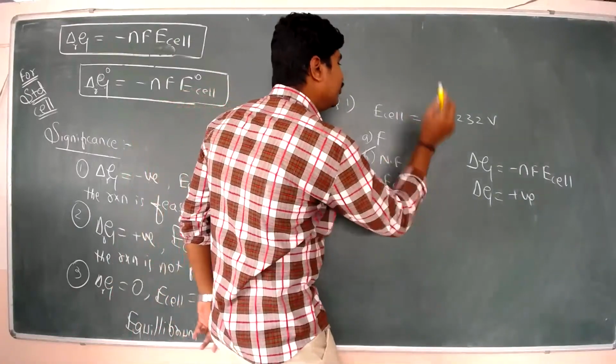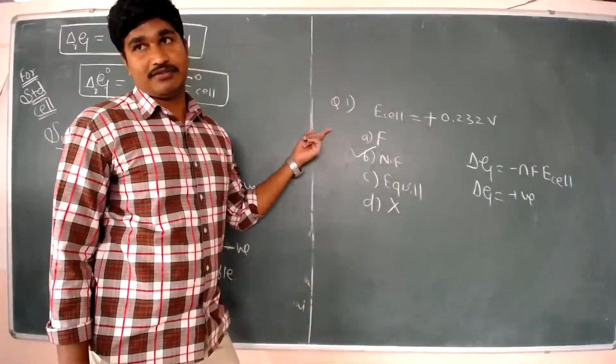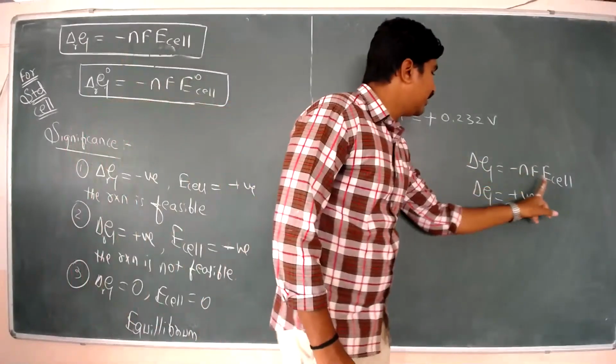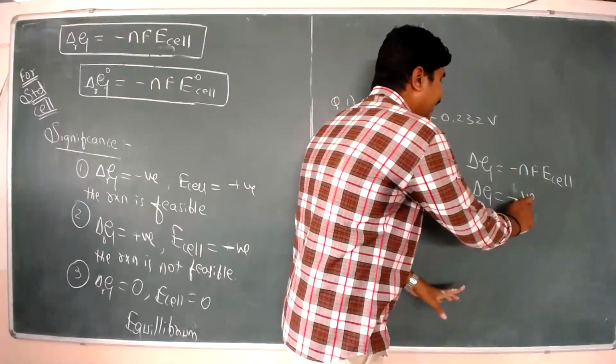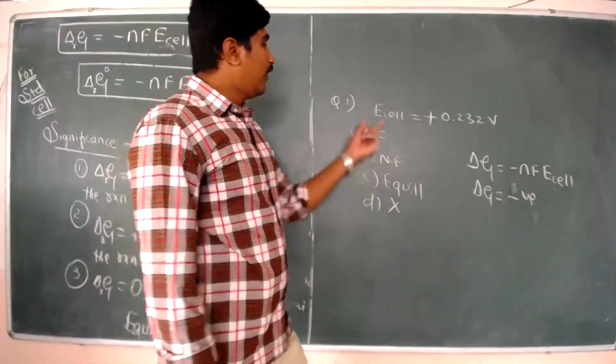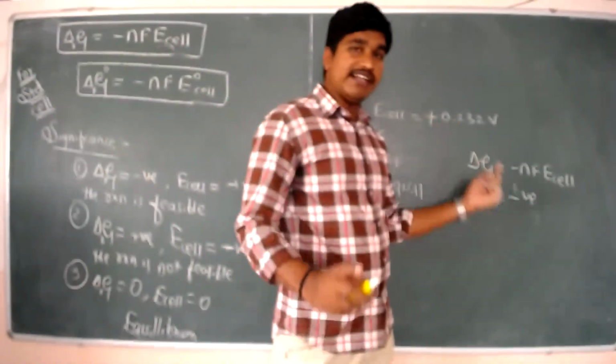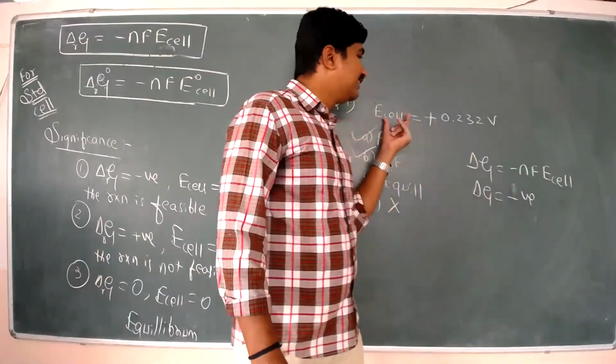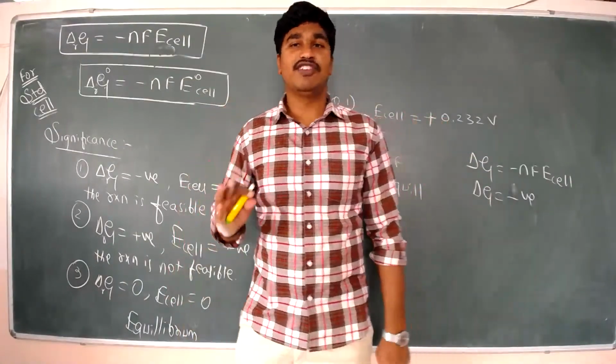If it is positive, which answer is correct? Option A, because here positive into negative is once again negative. Then the correct option is feasible. Clear? Now, when E cell is positive, the reaction is feasible. When E cell is negative, the reaction is not feasible.